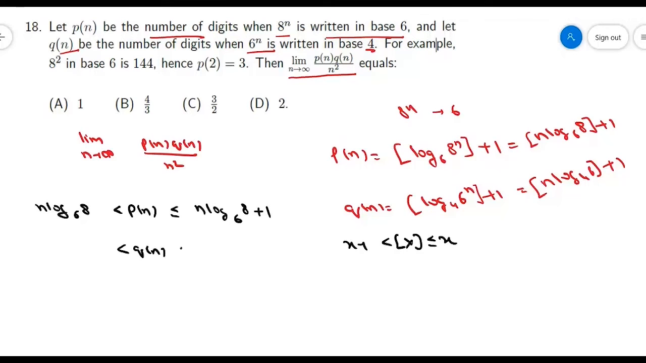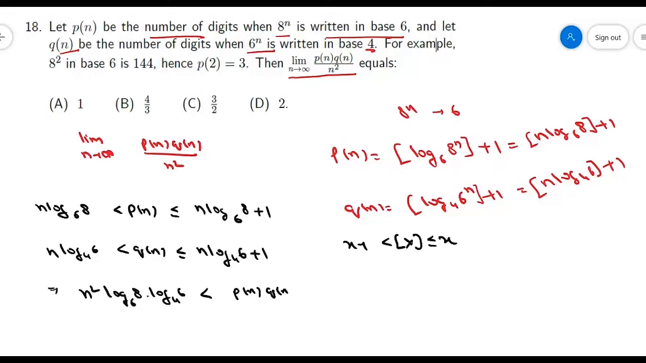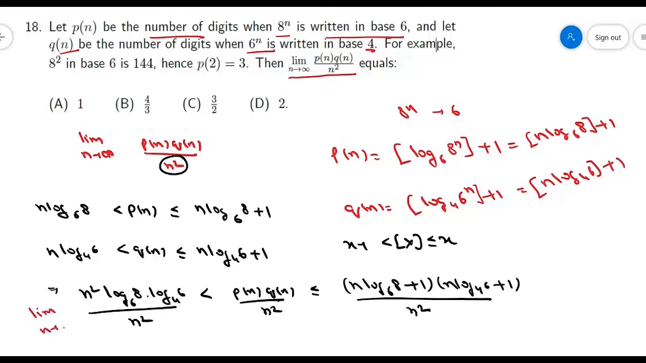In the same way, we can write Q_n. Q_n will be less than or equal to n log_4 6 plus 1, and greater than n log_4 6. Now if we multiply them, then we can write n squared log_6 8 into log_4 6 is less than P_n into Q_n, and it is less than (n log_6 8 plus 1) into (n log_4 6 plus 1). Now to find this limit, I need to divide it by n squared, so I'll divide all sides by n squared, and I'll take the limit as n tends to infinity.